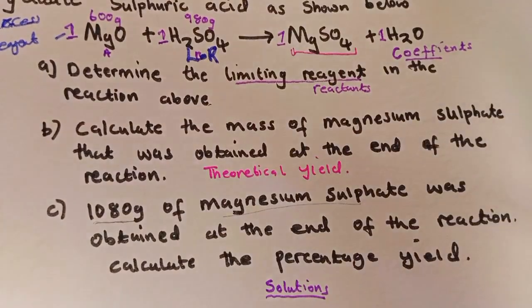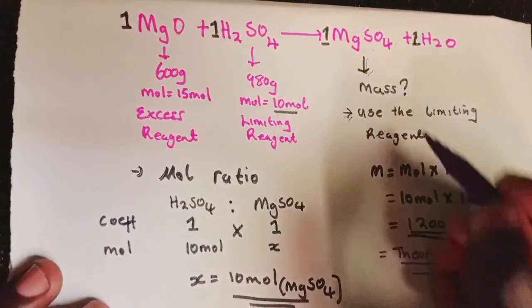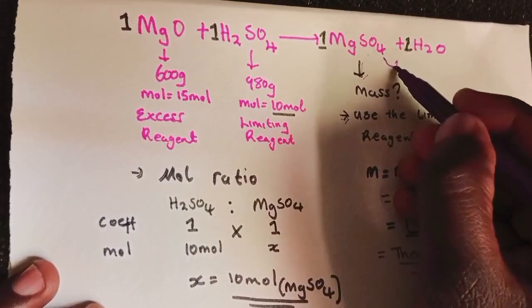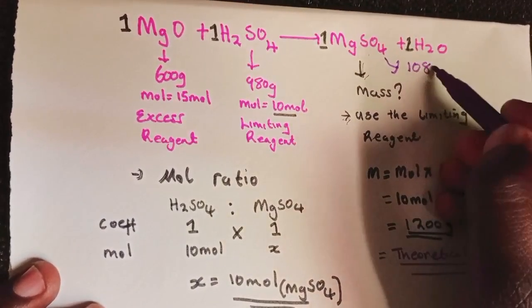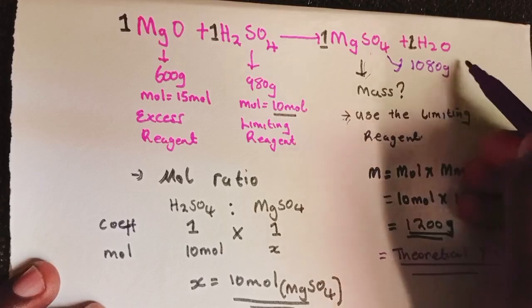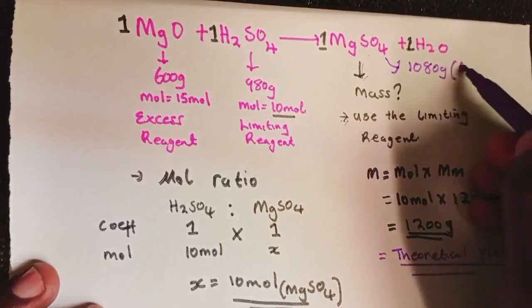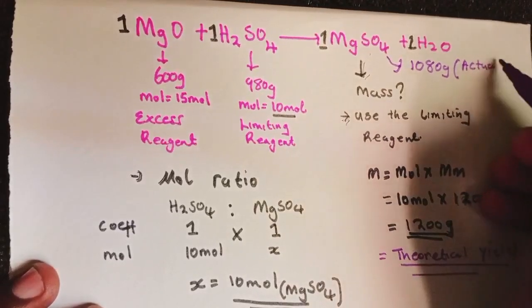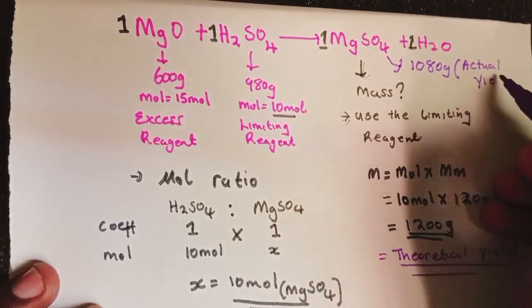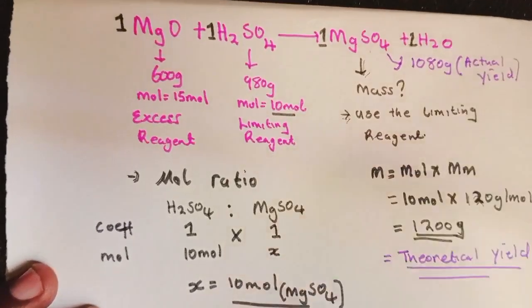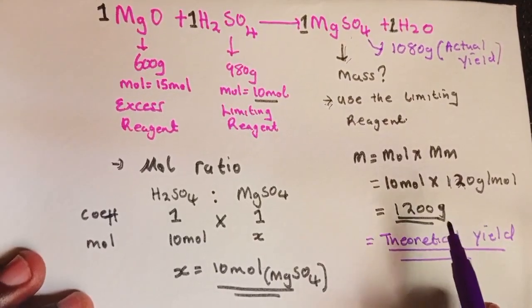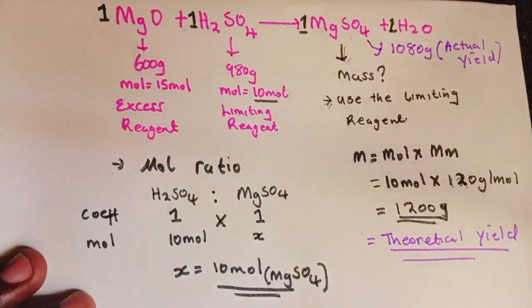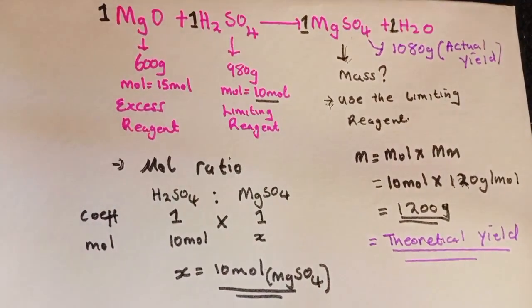Here is how we do it. We're told that after the experiment was done, it was found to be 1,080 grams. Now this is the actual yield that you get after the experiment is done and you weigh the thing. So theoretically we had calculated that it's supposed to be 1,200 grams, but then the actual one is that. So usually the theoretical yield must always be more than the actual yield under normal circumstances.